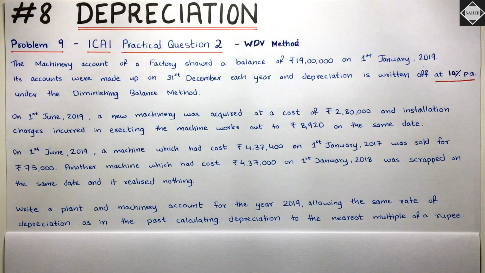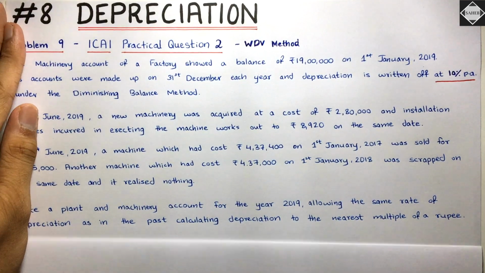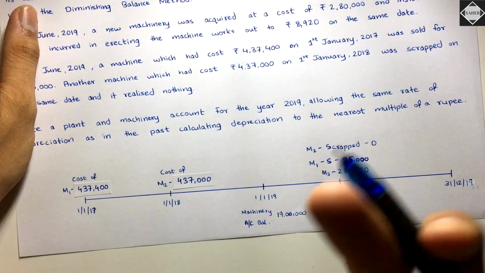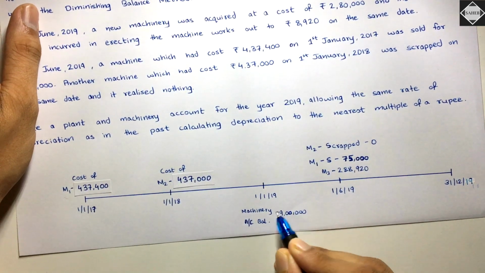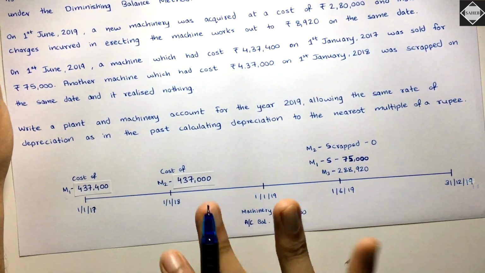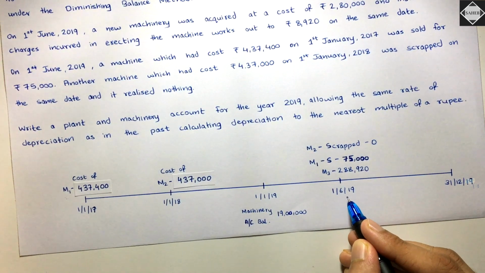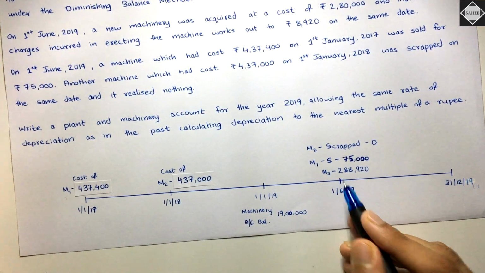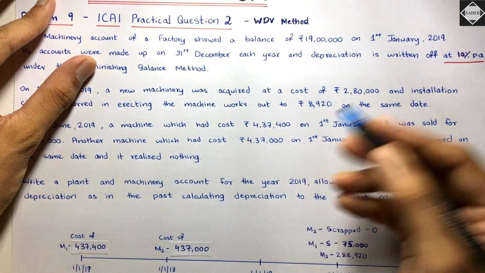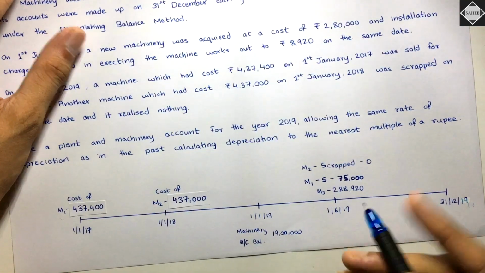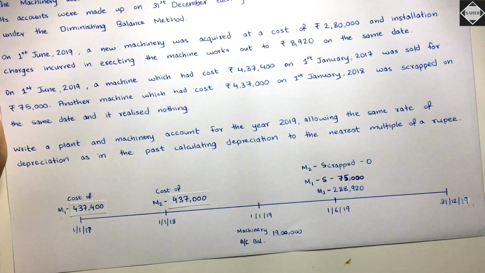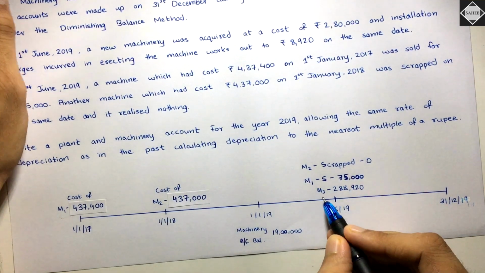So what we have to do, let's understand, let's plot this on the timeline. See the timeline over here. First they told us the opening balance of the entire machinery account is 19 lakhs on 1st January 2019. And then they told us that just after 5 months, on 1st June 2019, we have purchased a new machine for 2,80,000, and 8,920 was installation cost. So we added both of them together and the total cost was 2,88,920. Simple? Yes. And I'm calling that machine M3.